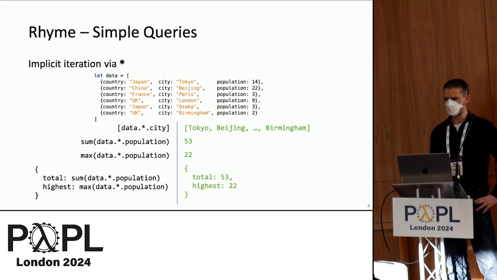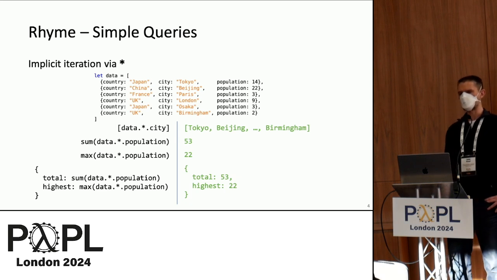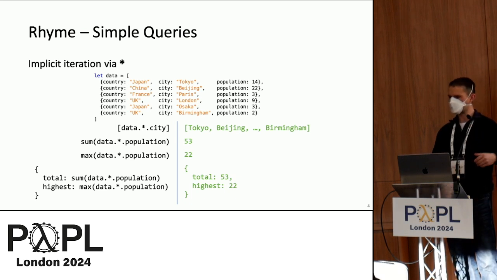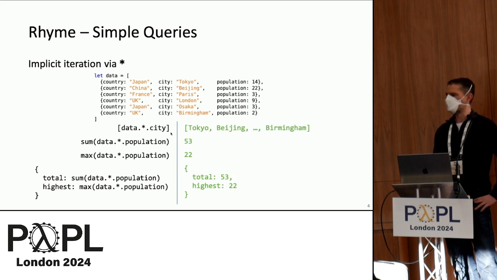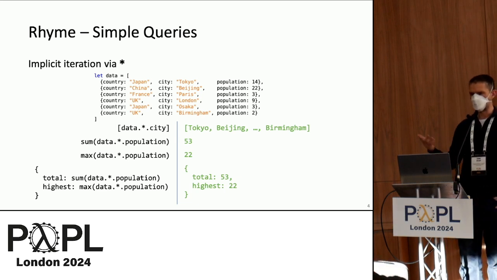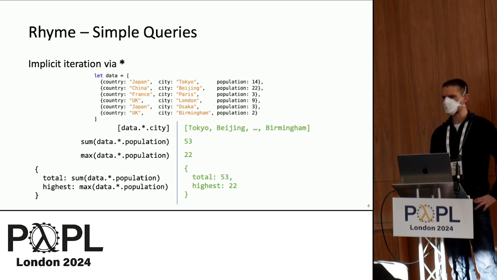And then we can have operations that reify the result of this iteration. So if I put things in square brackets, basically that means I want to construct an array, and I'm not specifying the elements individually, but I just provide a query expression here. So I say I want to traverse data with any kind of key and get the cities, and what I'll get back is an array that contains the city names: Tokyo, Beijing, Birmingham, and so on.